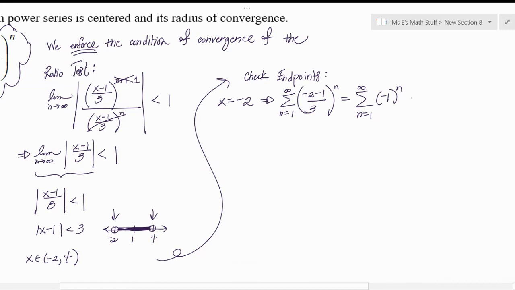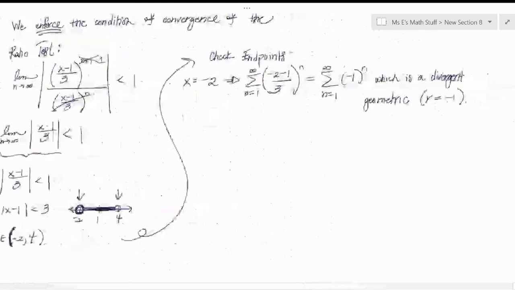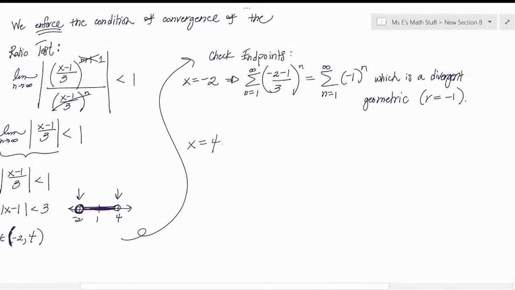It is a divergent geometric series where your common ratio is -1. What that means is that we should not include -2 in our interval of convergence. We should leave this a soft bracket down here on the lower left, and we should leave this an open circle on the picture if you have a picture. Now let's check the other endpoint, and spoiler alert, it's also not going to work, because we know that from previous work, but let's just show what it looks like to check it.